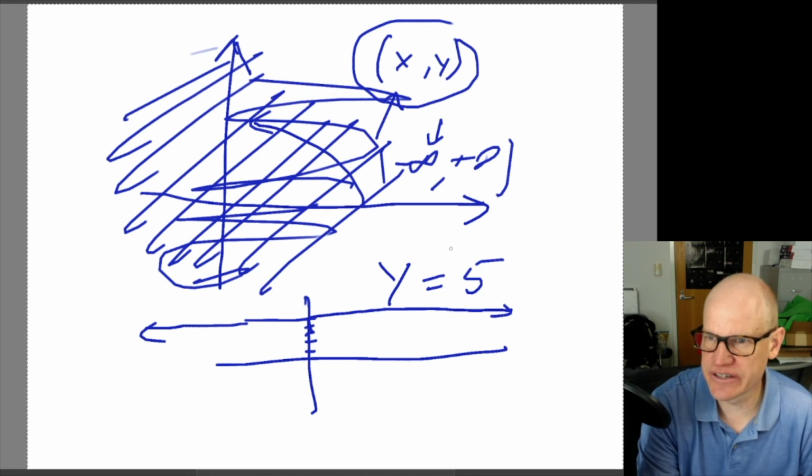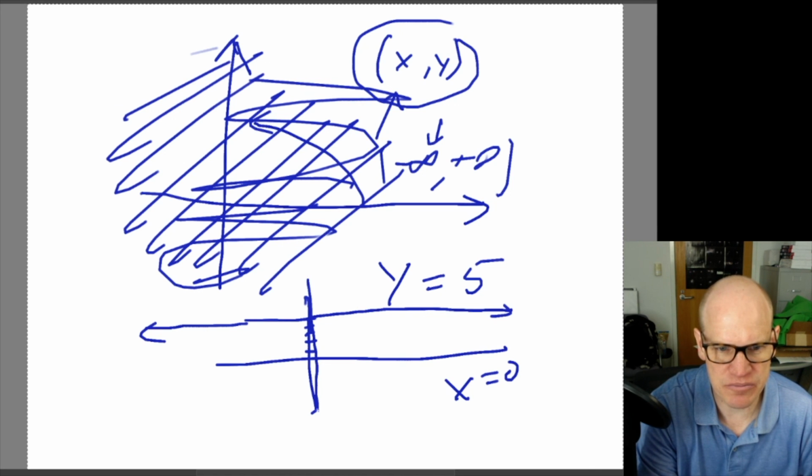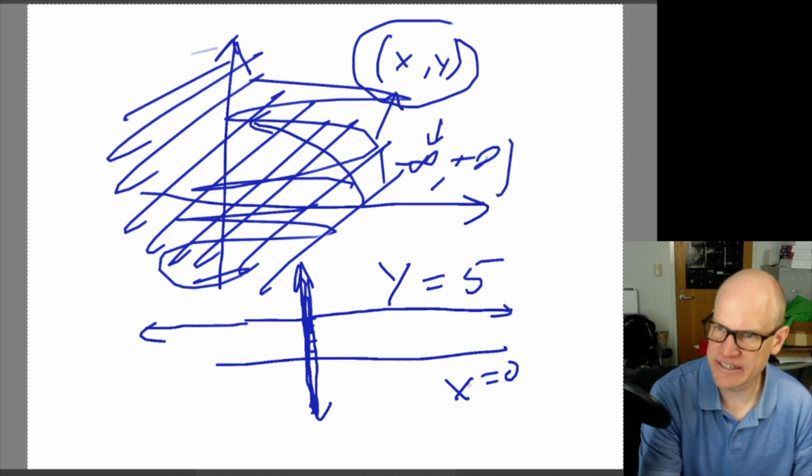If I wanted to constrain the x value, say x equal to 0, then y is unconstrained, and I'm going to be living on the y-axis where x is equal to 0.